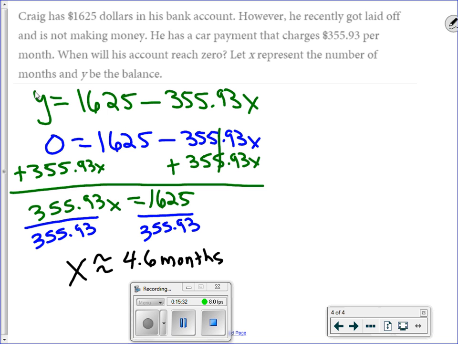So realistically, he is only going to make 4 car payments before he runs out of money. You can't make 0.6 months of a payment. This would be a discrete function because it's equal months. You cannot make partial payments.